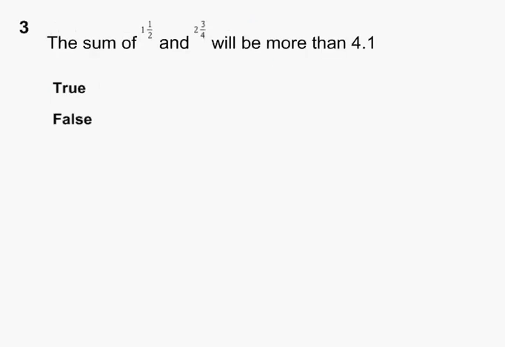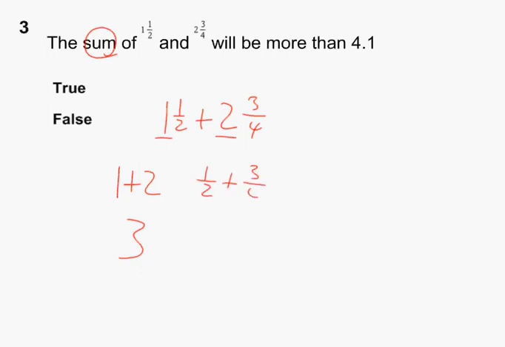Question 3, the sum of 1 1/2 and 2 3/4 will be more than 4.1. Oh my God, Mr. McDonald, what are you trying to do to these kids? Well, let's look. Sum means addition. So 1 1/2 plus 2 3/4. What I'm going to do first is add the whole numbers. So 1 plus 2 is 3. And then I'm going to take my fractional parts, 1/2 plus 3/4, and add them together.